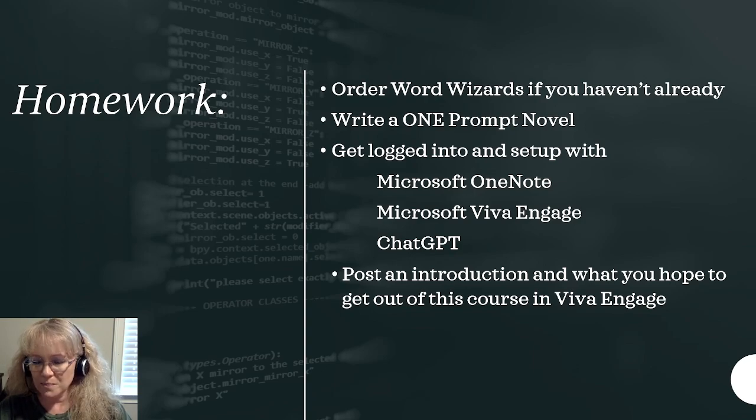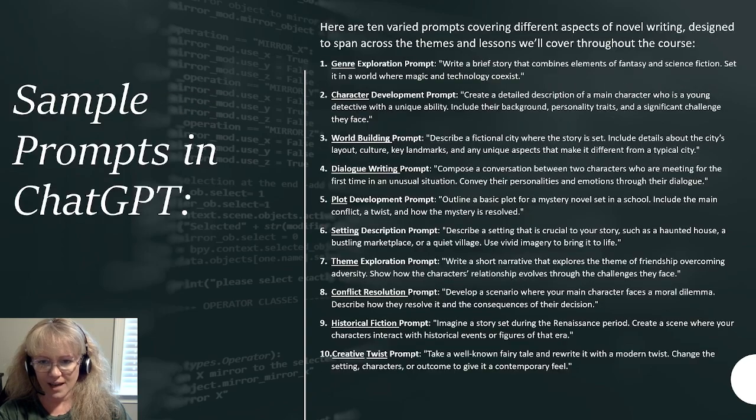Microsoft OneNote, Microsoft Viva Engage, and ChatGPT. Just those three things. Get into them. Check them out. Click around in it, but don't worry about being excellent at it just yet. But just having been in it will be helpful for next week's work. And then post an introduction and what you hope to get out of this course in Viva Engage. So I will have a post out there that you can go and answer to, or you could create your own, however you want to do it. Go ahead and do that.